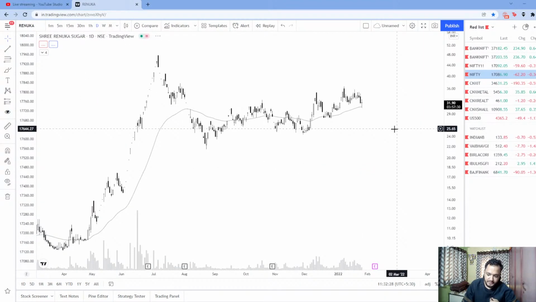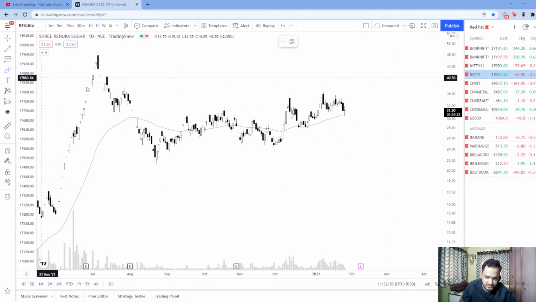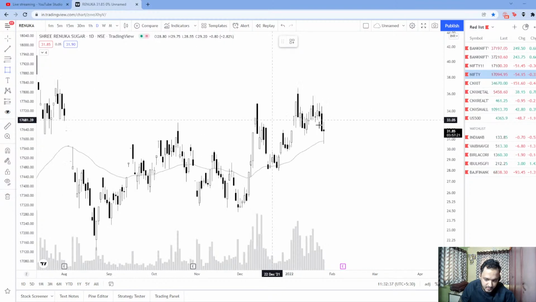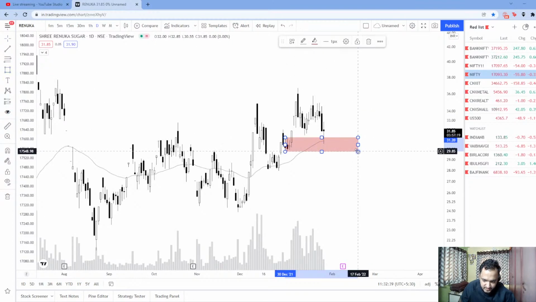Renuka Sugar. All right, what's happening to Renuka Sugar? It has come down to this demand. So until this demand is broken, you don't exit the trade. There is no reason to exit the trade.